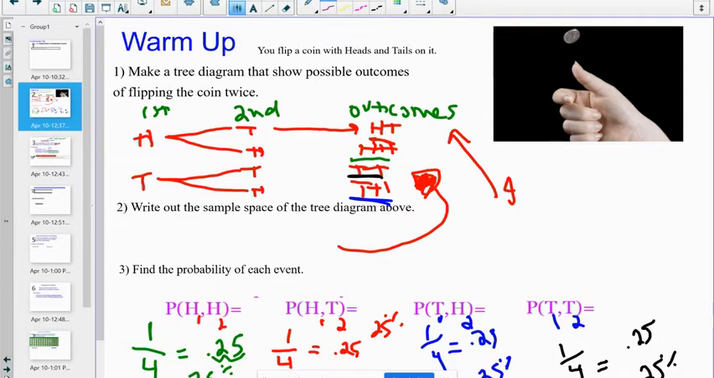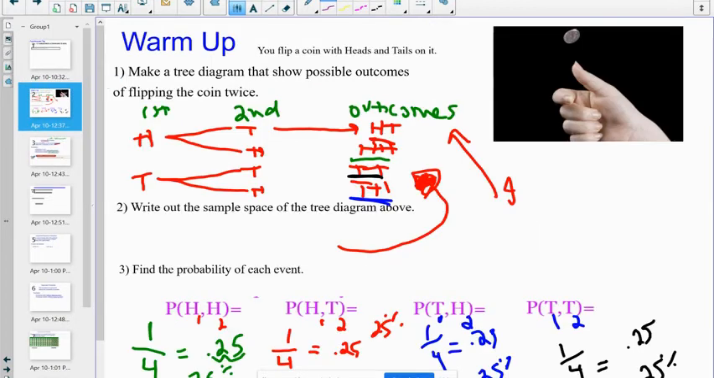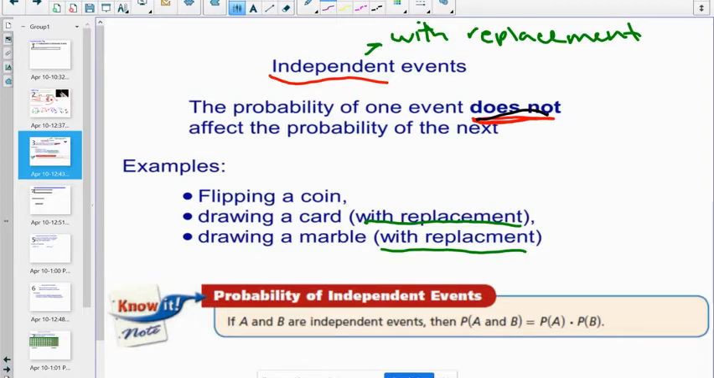Now moving forward, I'm going to be talking about independent and dependent. I just want to warn you ahead of time, you're going to hear the words independent and dependent quite a bit this unit. An independent event is the probability of one event that does not, keyword does not, affect the probability of the next. So for example, if you're flipping a coin, remember how if you flip heads on your first flip, your probability of flipping a heads on your second flip or flipping a tails is still that same percentage. So it's still 50%.